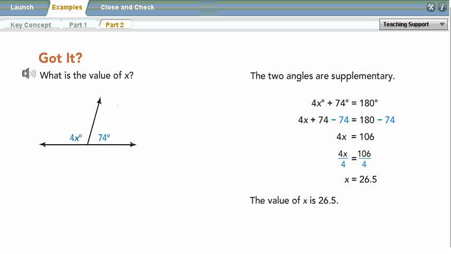We know that 4x plus 74 equals 180. Subtract 74 from both sides. When you do that, you get 4x equals 160. We have a 4 being multiplied, so we do the inverse, which is divide by 4 on both sides. When we do, we get x is 40. Hopefully you're finding this to be pretty easy. This is very similar to everything we've been doing. We're just doing it in terms of angles.